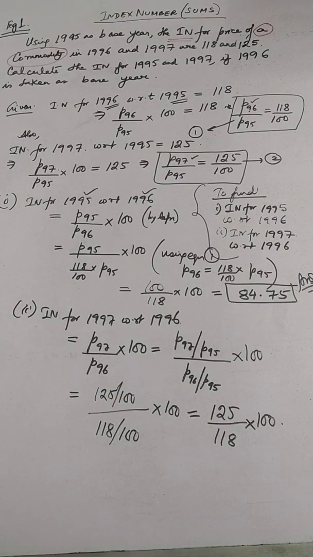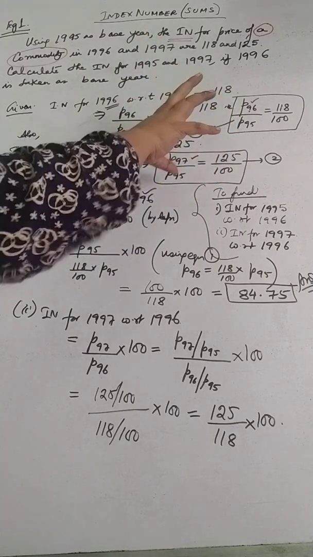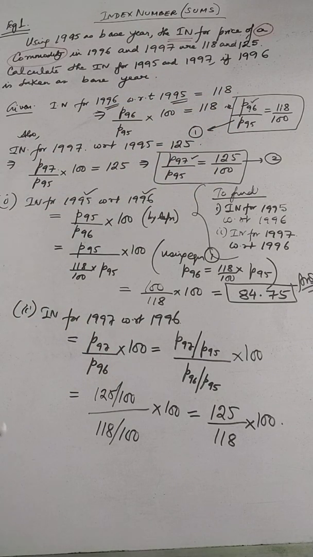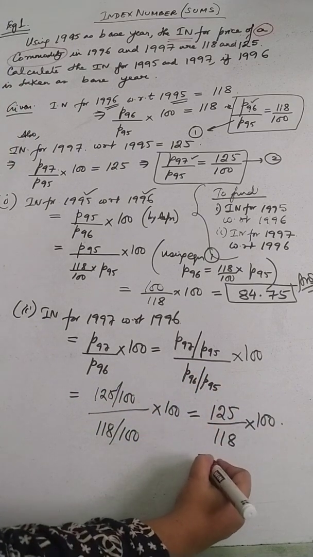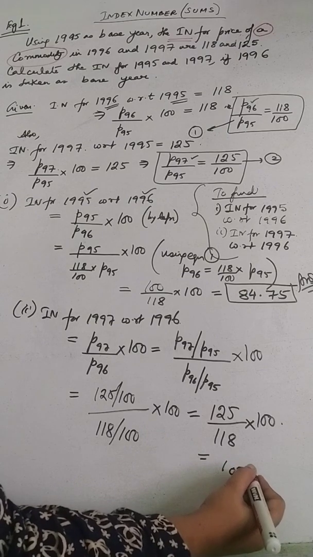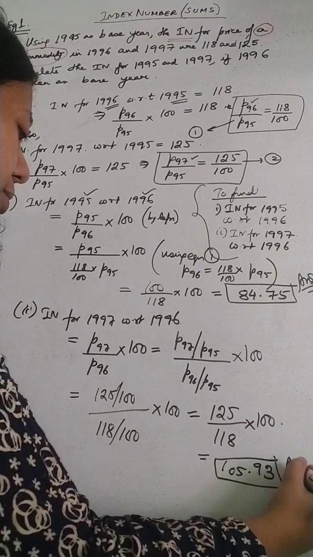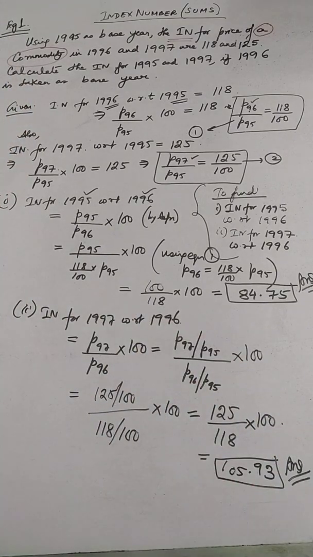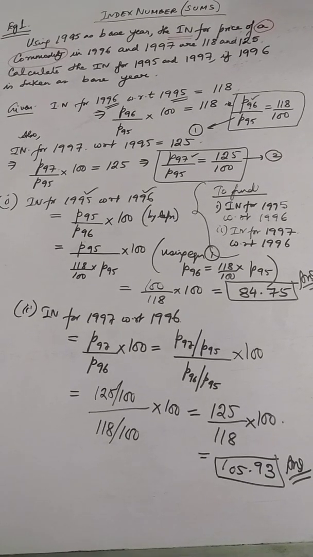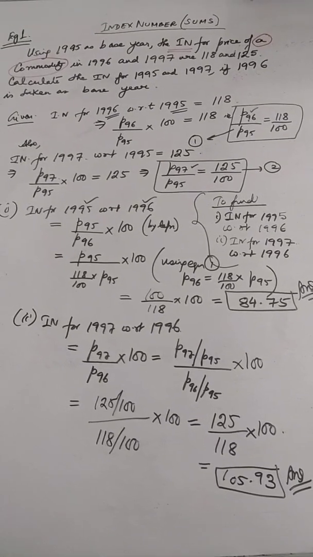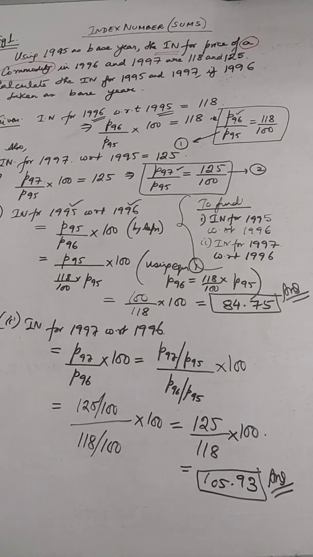You could have done it the other way around. You could have first divided this by this, obtained the value and put it over here. That way also you could have done. So this answer will come to how much? 105.93. So this is your answer. Okay, so this was for a single commodity, single item. That means price relatives have been taken into account, and this is how we will deal with it. That is PC by P0 into 100. We move on to the next question.